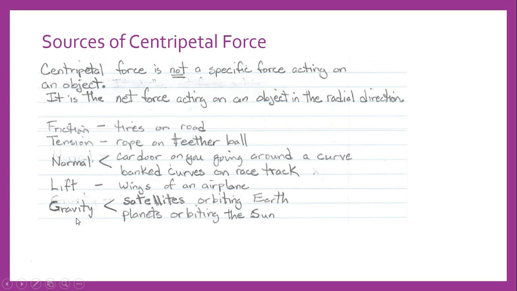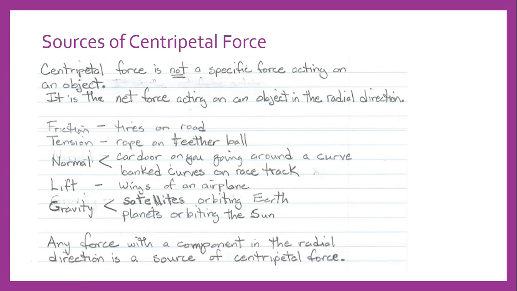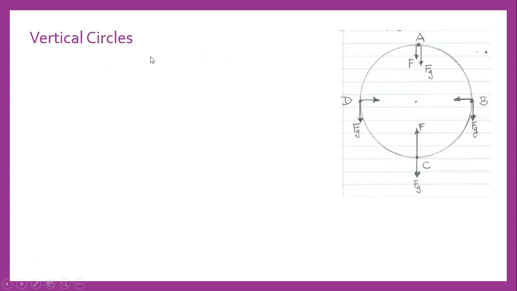And gravity can also be a source of centripetal force, and that is an example of satellites orbiting the Earth. It's the pull of the gravitational field that's creating the orbit. And same thing with planets orbiting the sun. It's the sun's gravitational field that's exerting the centripetal force on the planets to keep them in elliptical or near circular orbit. This list is by no means exhaustive. There are certainly other sources of centripetal force, because any force with a component in the radial direction is a source of centripetal force. Let's move on and talk about vertical circles.